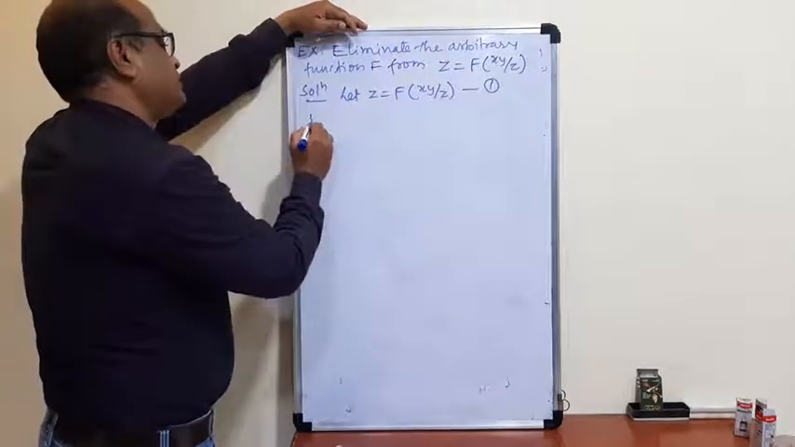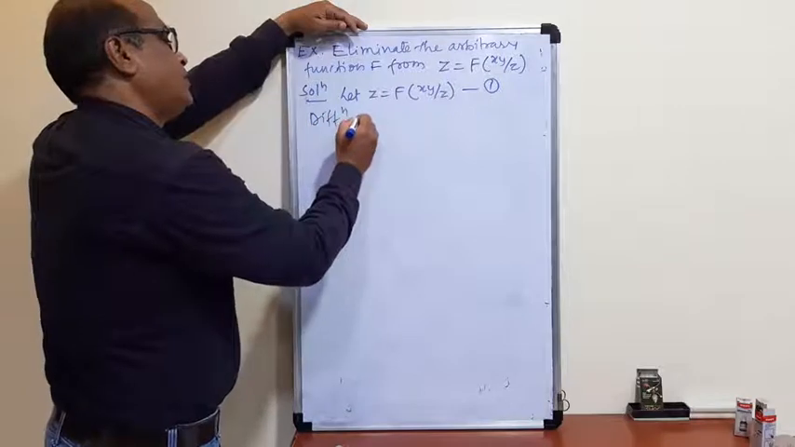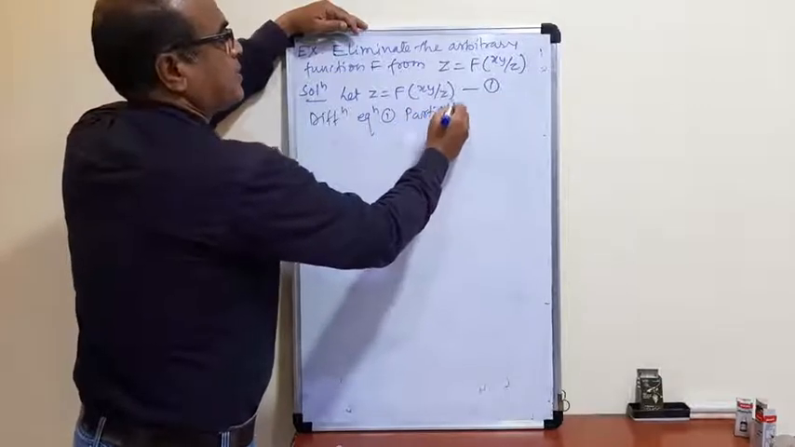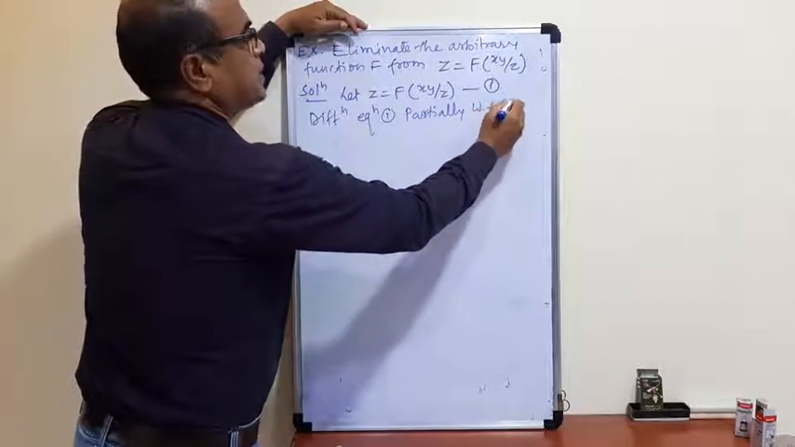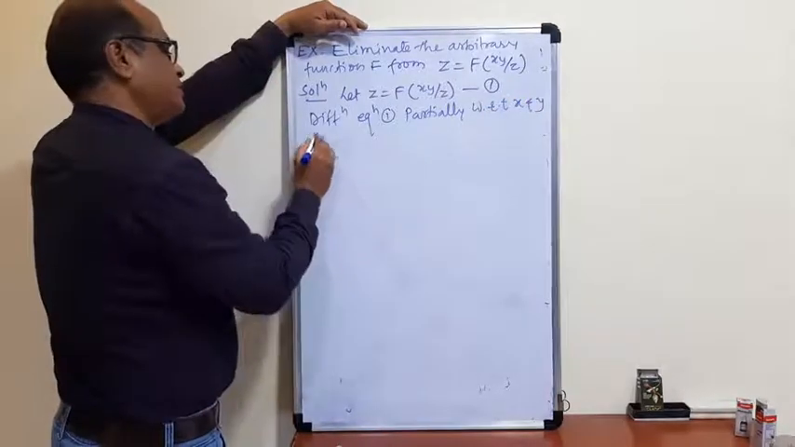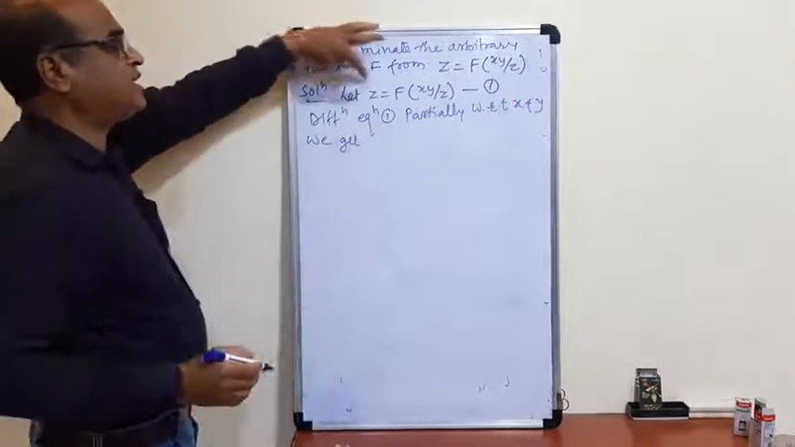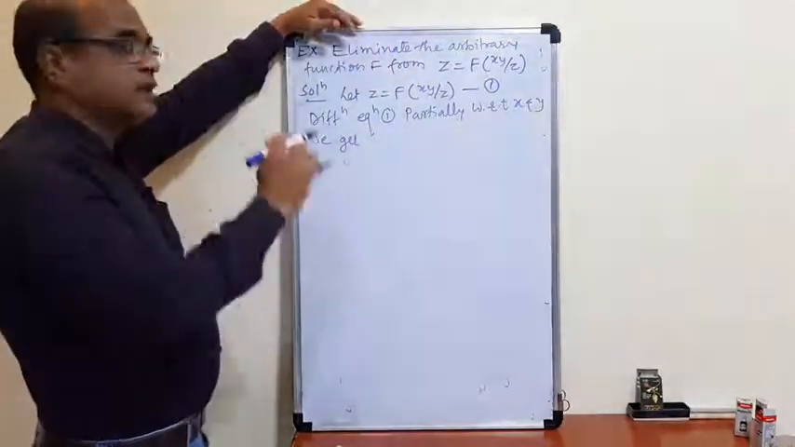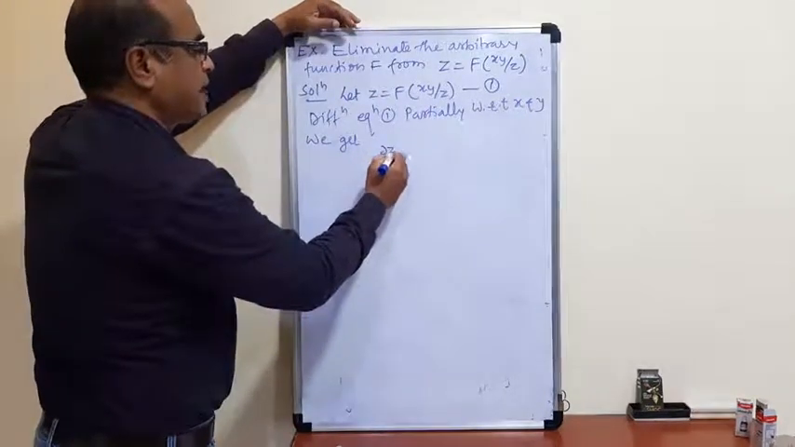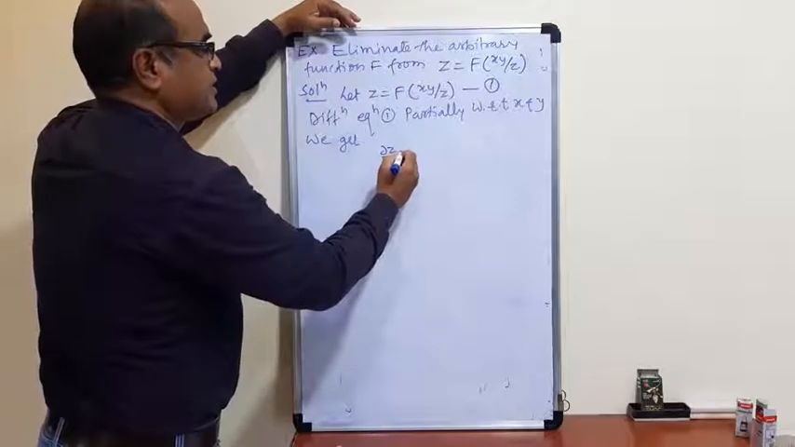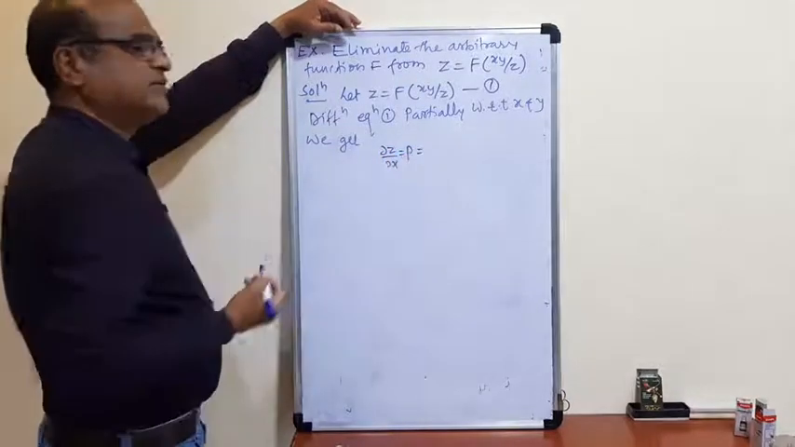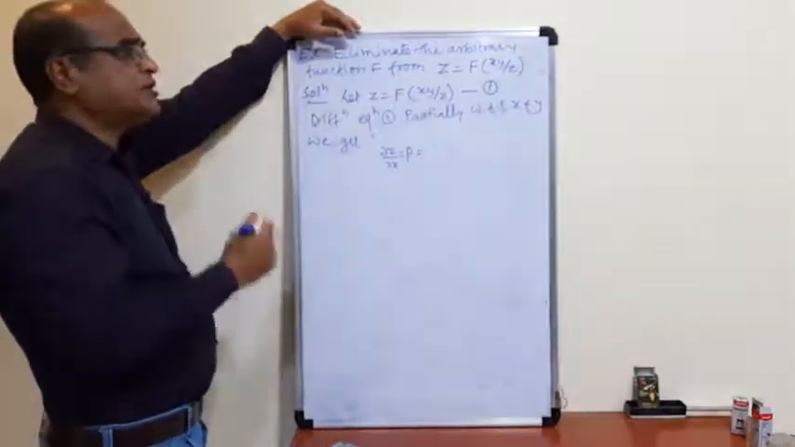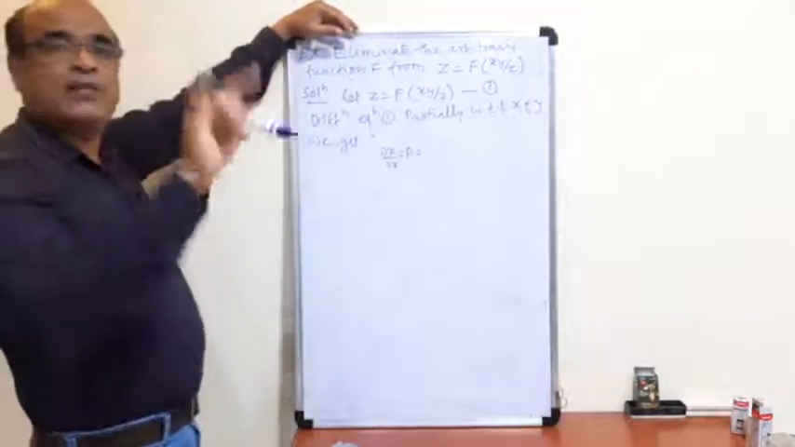So differentiate equation 1 partially with respect to x and y, we get. So what is the partial derivative of z? Partial derivative of z with respect to x, keeping y constant. So that is dou z by dou x. So this is p is equal to. Derivative of this is this. What is the derivative of this with respect to x, keeping y constant? Here z is a dependent variable and x and y are independent variables.